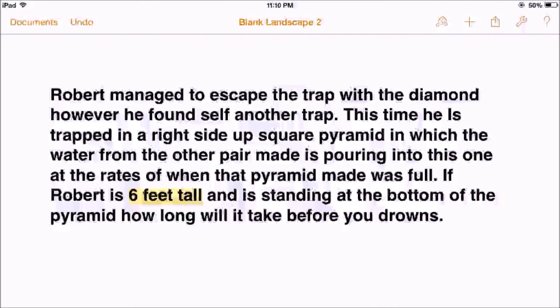You thought we were done. But we were not. Because Robert managed to escape the trap with the diamond. However, he found himself in another one. This time he was trapped in a right side up pyramid, in which the water from the other pyramid is pouring into this one, at the same rate in which that pyramid was full. So basically just a continuation of our last problem. So Robert is 6 feet tall and standing at the bottom of this new pyramid. How long does he have before he drowns?